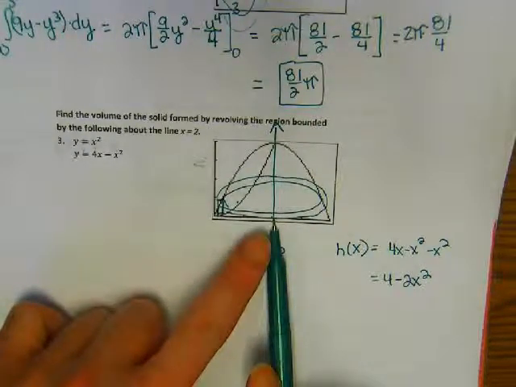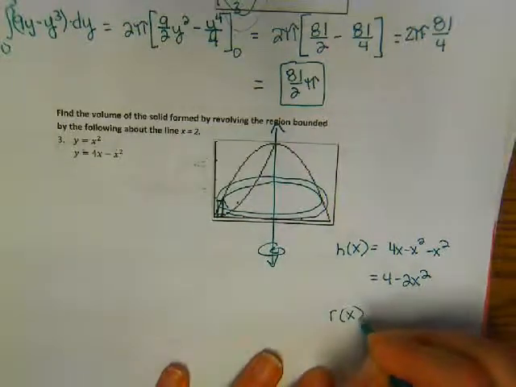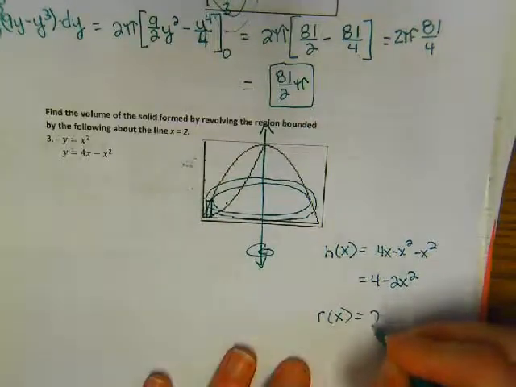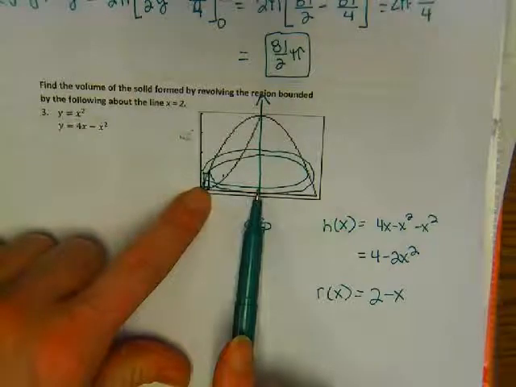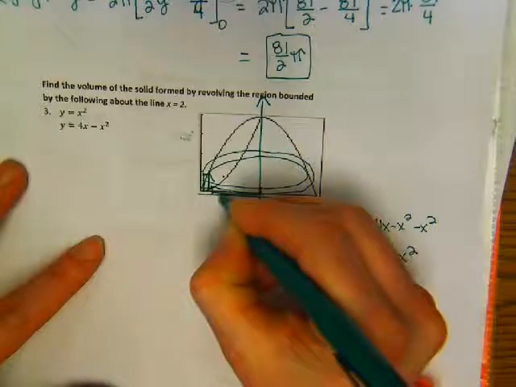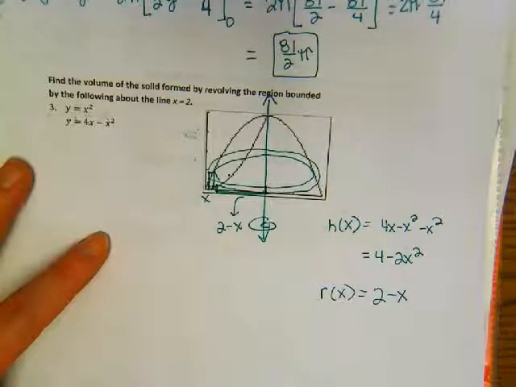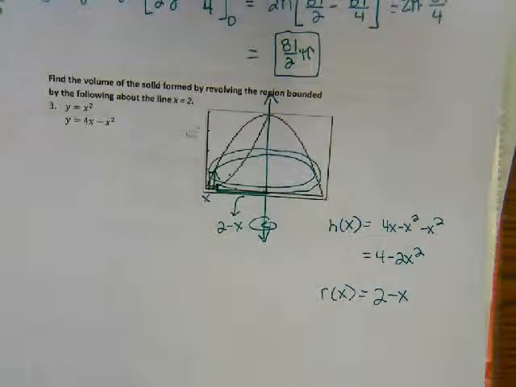How am I going to figure out the radius? I'm now doing it from here, right? Couldn't I just take 2 minus whatever the x-coordinate was to figure out the radius? Does that make sense? If this is my x-coordinate, to figure out how far it was, I would do 2 minus x. Because the radius is from the axis that you're rotating around. All right, cool. So now I have an h of x and an r of x.